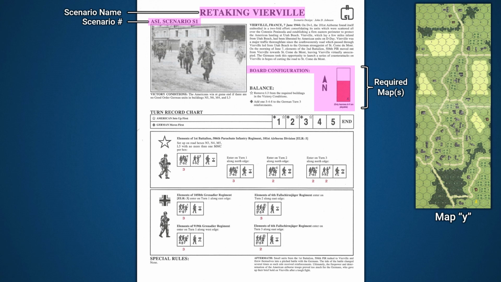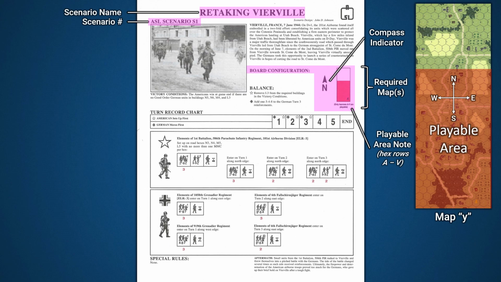The reason for this orientation is the compass indicator printed next to the map icon. This compass establishes north and the direction for each edge of the map. You'll notice a large portion of the map icon is shaded red. Scenario 1 only uses a portion of map Y. The notation printed below the graphic sets the playable boundaries as hex rows A through V.